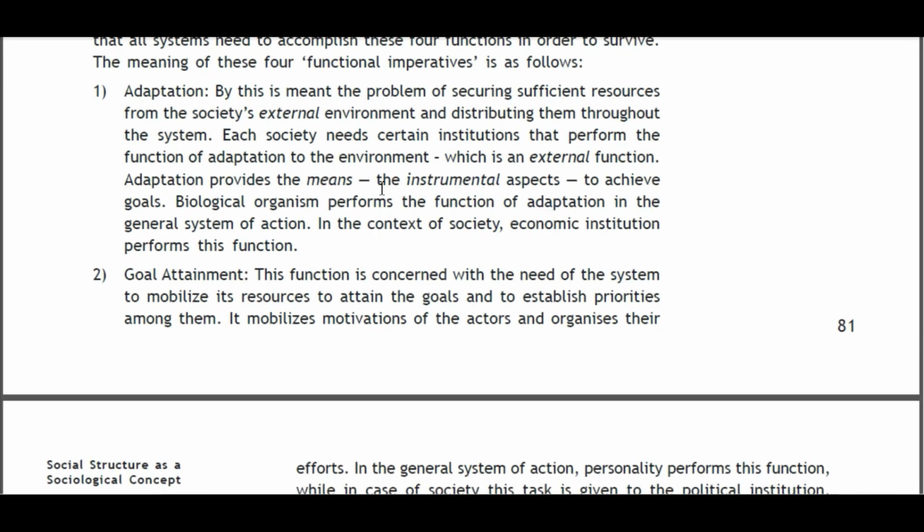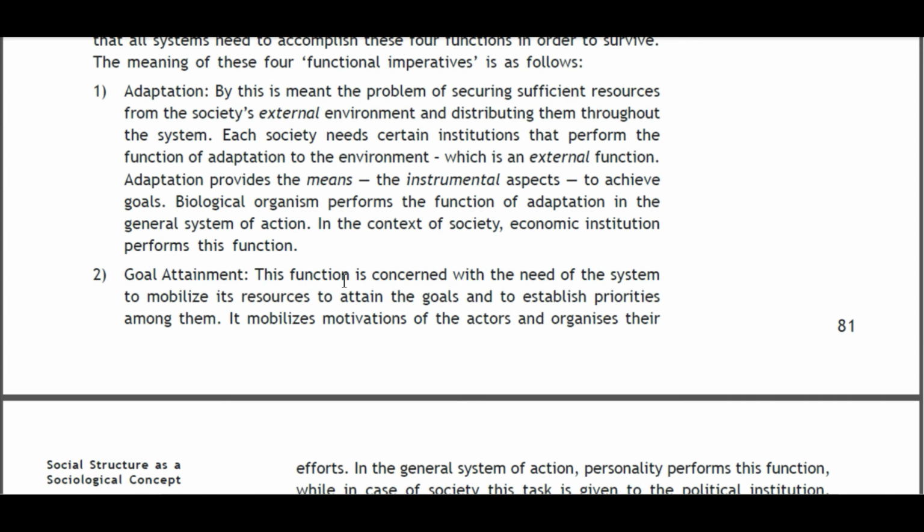Adaptation. By this is meant the problem of securing sufficient resources from the society's external environment and distributing them throughout the system. Each society needs certain institutions that perform the function of adaptation to the environment, which is an external function. Adaptation provides the means, the instrumental aspects to achieve goals. The biological organism performs the function of adaptation in the general system of action. In the context of society, economic institutions perform this function.